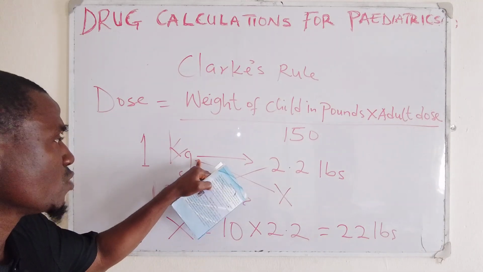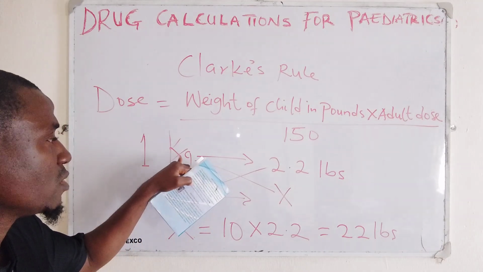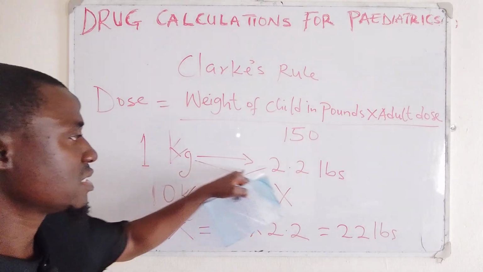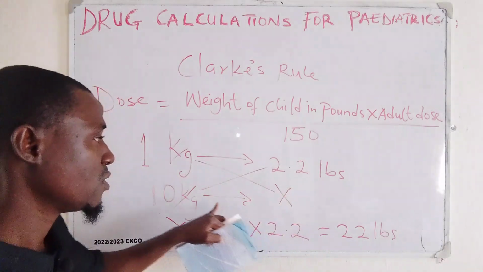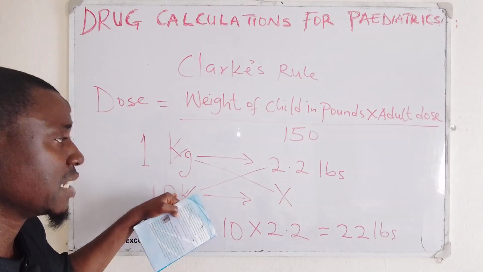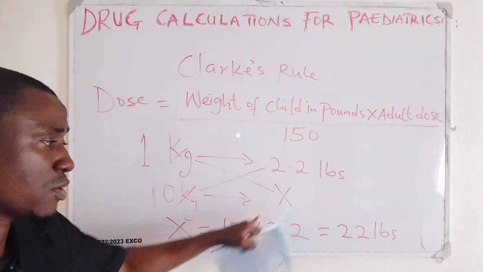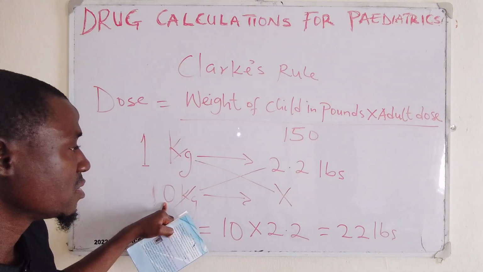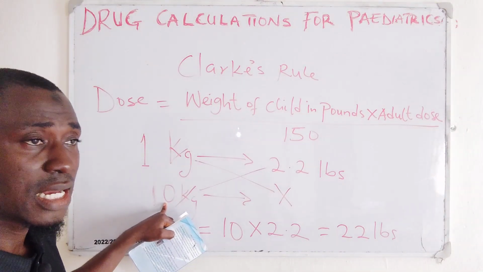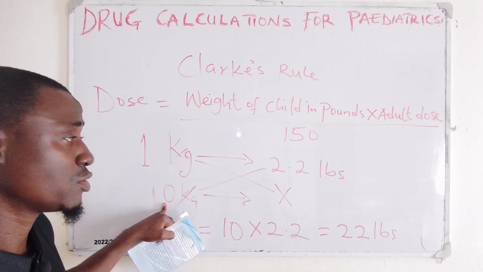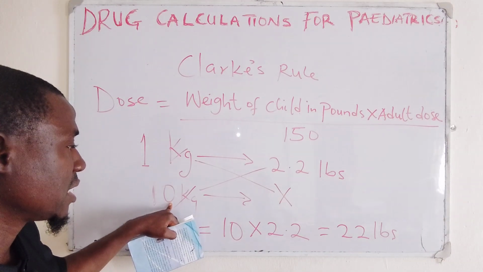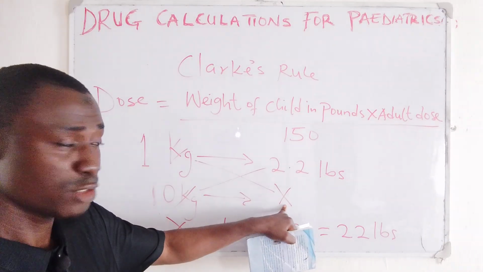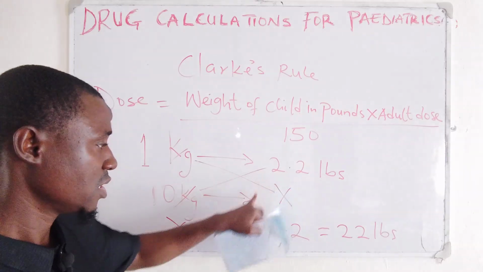All you need to know is the conversion factor between kg and pounds, which is 1 kg is the same as 2.2 pounds. Whatever you have as your kg, you can put it here, do the substitution and cross multiply. At the end of it, you have an answer. In this case, 10 kg is the weight of the child whose drug dose we are going to calculate, and we asked what the equivalent of 10 kg in pounds is using this basic conversion factor. That is what we just did.